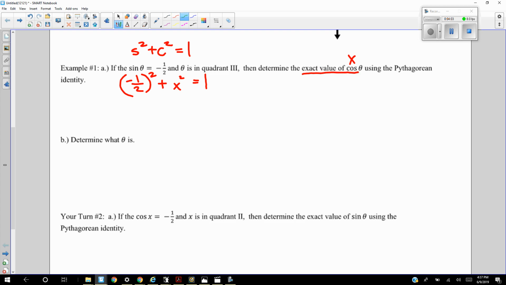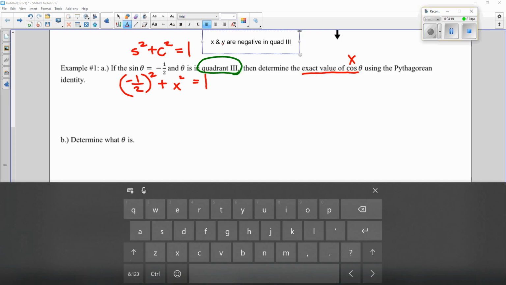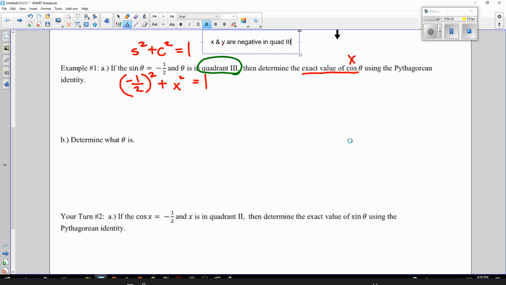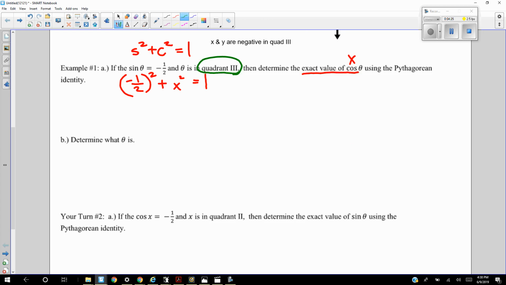Now, keep in mind, it's an x squared, so technically there are 2 answers. If you think back to the quadratics unit, there's going to be 2 answers. But since we're in quadrant number 3, is x going to be negative or positive in this quadrant? If you said negative, you're right. In quadrant number 3, x and y are both negative. So keep that in mind as we go through this process. Negative 1/2 squared is positive 1/4.